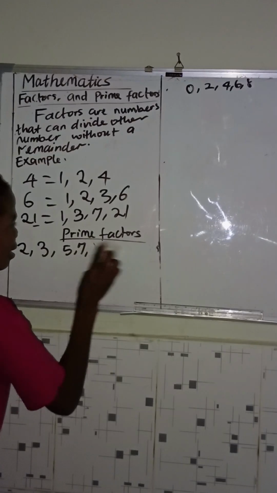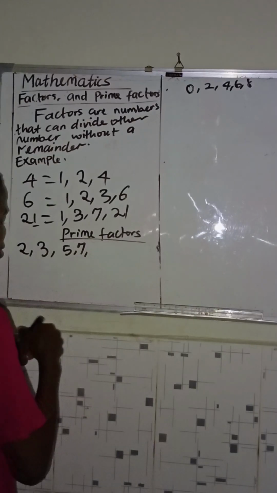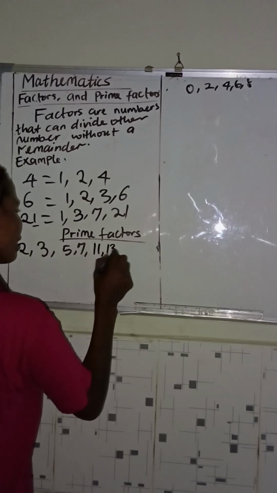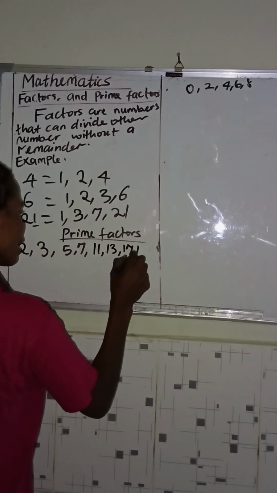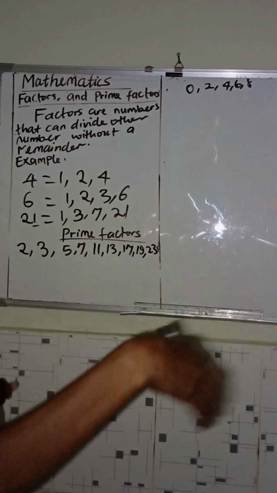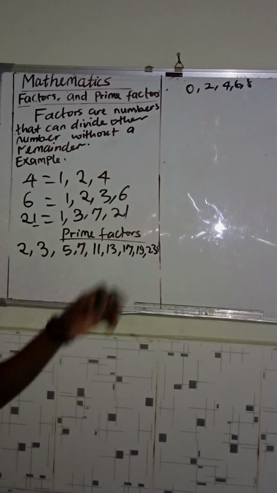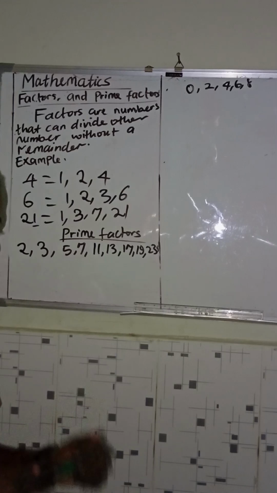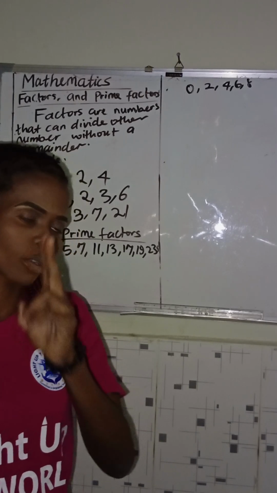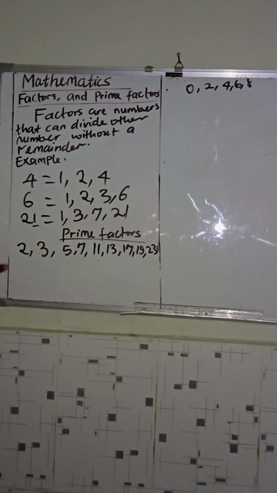Alright, so that's my bad there. So 7, 11, 13, 17, 19, 23. You can go on and on. Alright, so those are prime numbers. Prime numbers are numbers that have only two divisors. Okay, so now these are prime numbers.